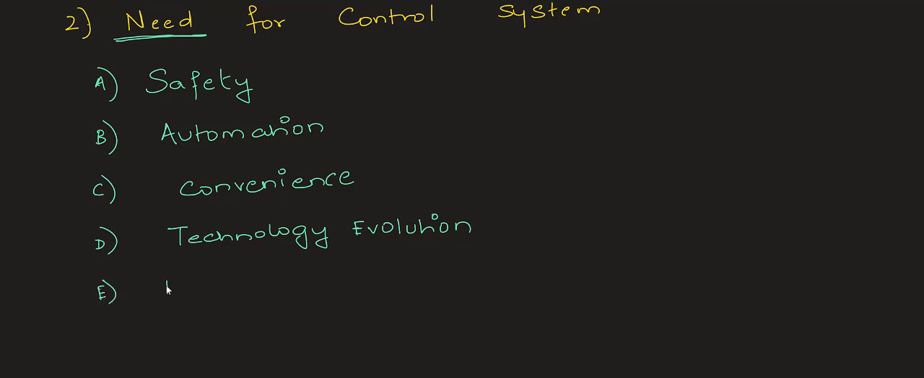So the certain things that make control system very essential, the first being safety. Most of the control systems are fail-safe systems, where it prevents the system from failing and harming an individual or causing certain accidents, and it can prevent it very efficiently.